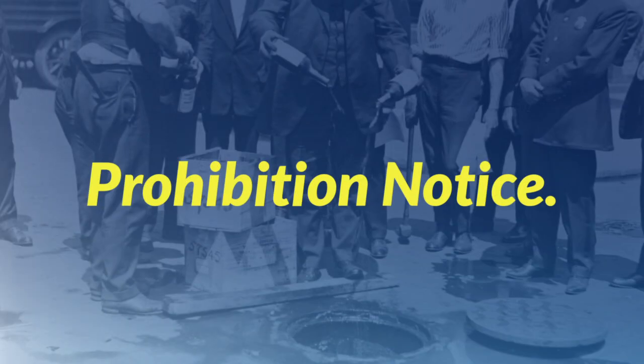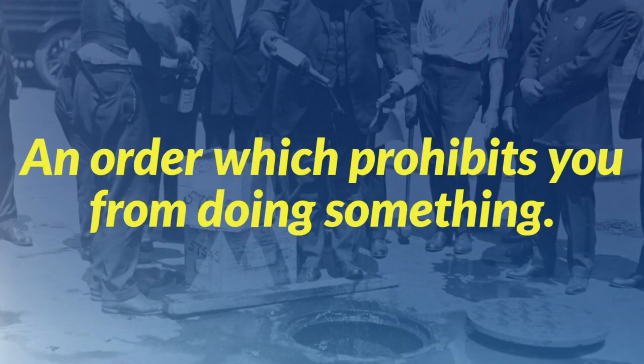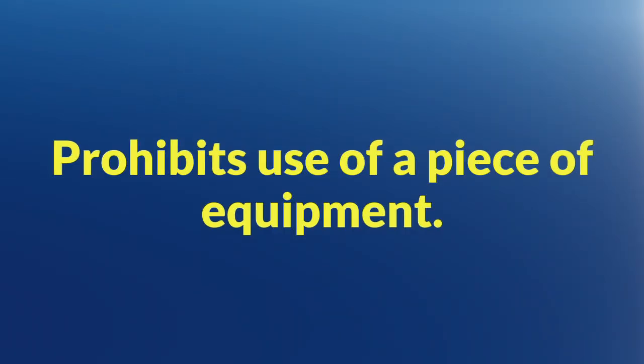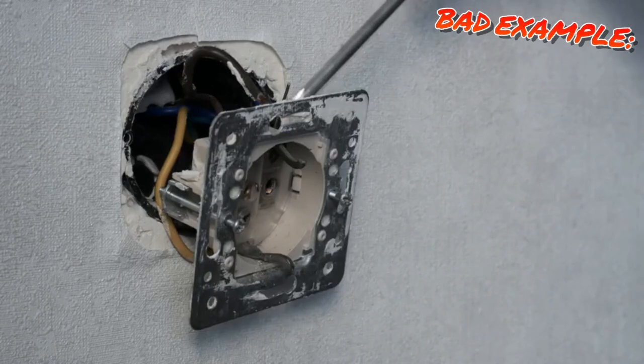That was one notice. There's another type of notice or another type of order, which we often call a prohibition notice, or it's an order which prohibits you from doing something. That could be prohibits a task, or it prohibits use of a piece of equipment. These are reserved not only when there's a breach of the law, but also when there is a serious and imminent danger. So there's a serious imminent danger of falling or someone being electrocuted and so on.